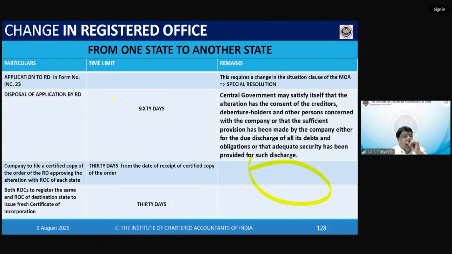You got it? Now, here you have to be very careful because you are moving from one state to another state. It so happens, luckily, both are under the Western region. Otherwise, you have to apply to both the regional directors. For example, we had a client who moved from Kolkata to Chennai. So I had to do it for the Eastern region, and so the application was made to the Eastern region, with a copy to the Southern region. Here, luckily, both are Western region, so the Western region, Mumbai, will do. So you have to make an application to the RD in form number INC 23.